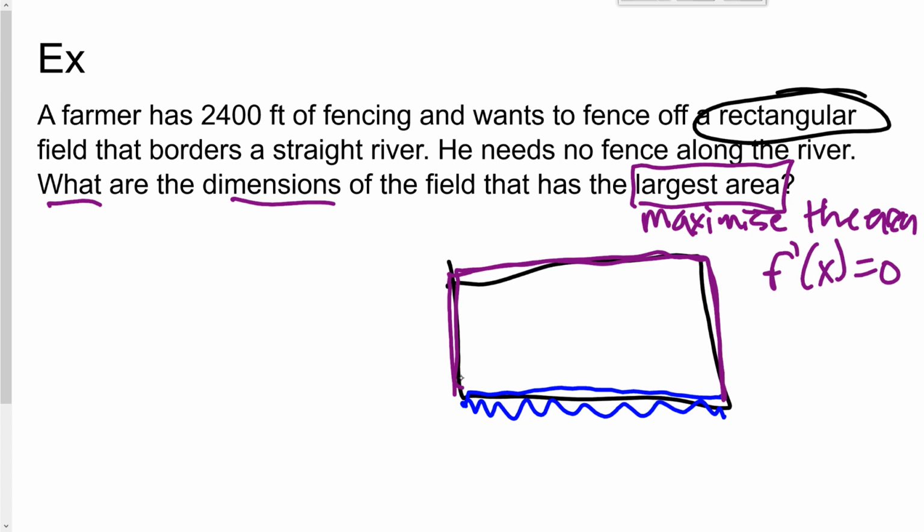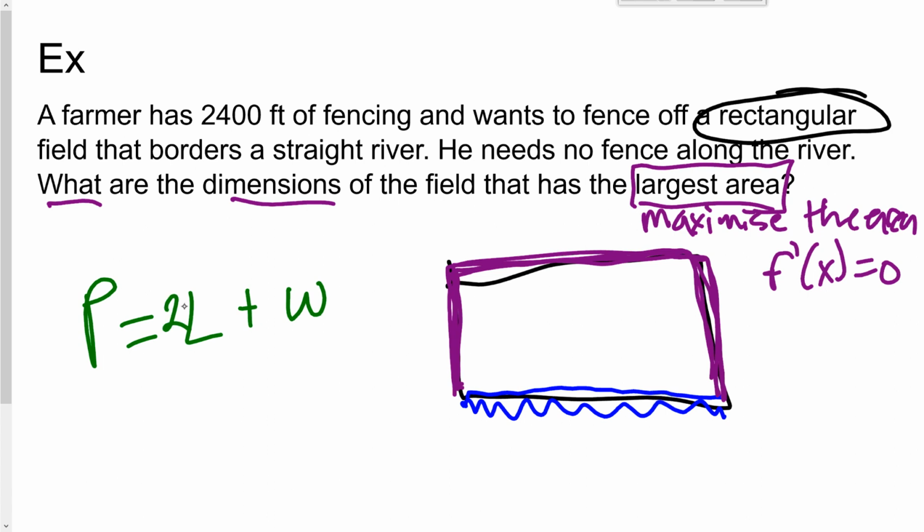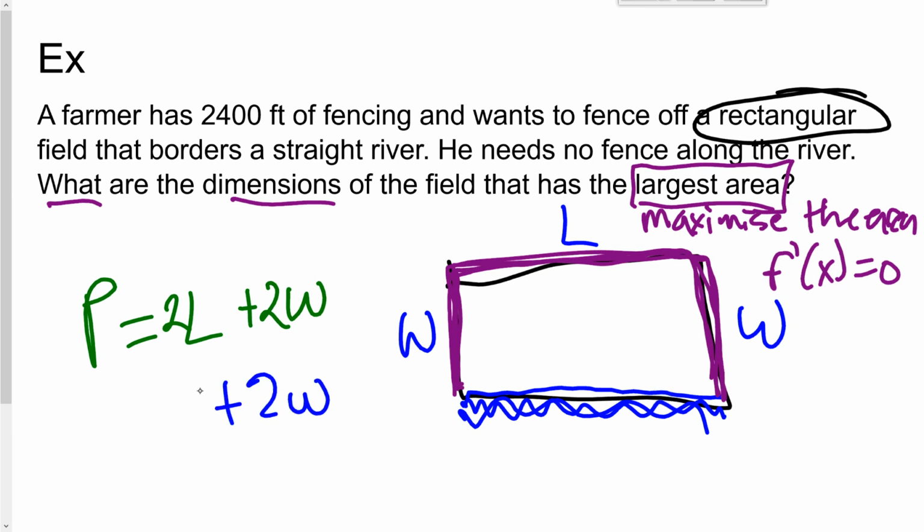So we just have to understand what it's talking about with this being 2,400 feet. Well, isn't that the perimeter? You're going to have to think back to geometry. Perimeter equals 2 lengths and 2 widths normally on a rectangle, but here we don't need the river part, so we can get rid of one of the lengths. So we just need length, width, and a width. So that's 2w plus L. That's going to get us our perimeter, and then we want to find the largest area.